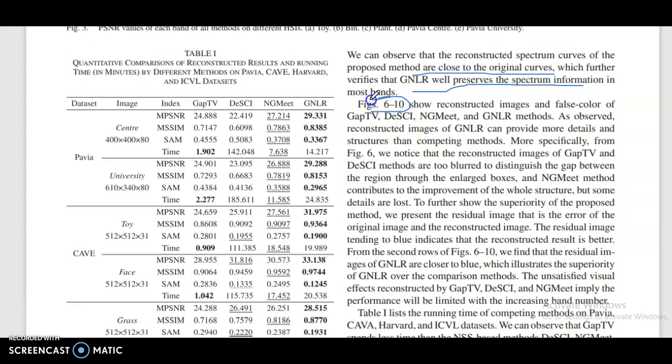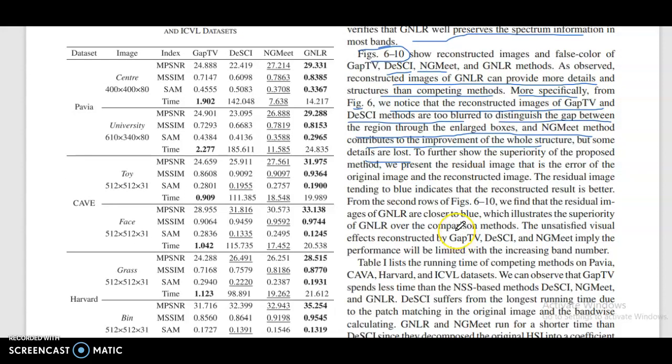Figures 6 to 10 show the reconstructed false color images of CAP TV, DSA, NGmeet, and GNLR methods. As observed in the reconstructed images, GNLR can provide more details and structure than competing methods. More specifically, from figure 6, we notice that the reconstructed images of CAP TV and DSA methods are too blurred to distinguish the gap between the regions in the enlarged boxes, and the NGmeet method contributes to the improvement of the whole structure, but some details are lost.